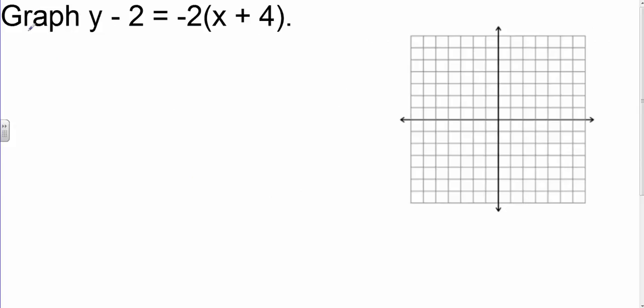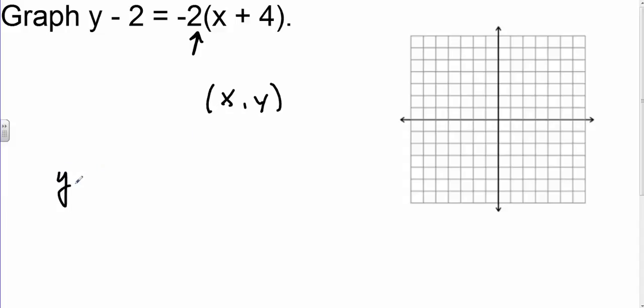Now graph y minus 2 equals -2 times x plus 4. Whenever you graph, you need a point to start with, and then you need the slope. Well, we've got the slope right here, -2. Now we need a point. The point has an x and a y coordinate. So we need an x and a y.